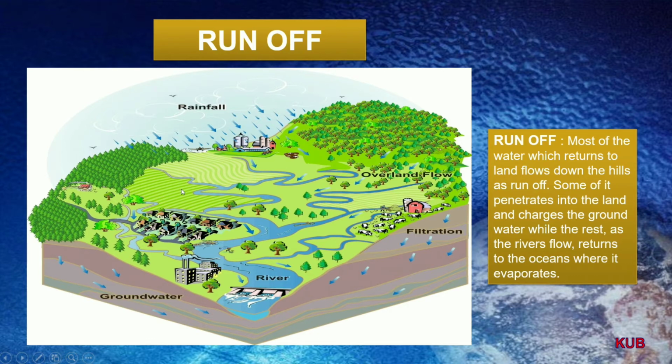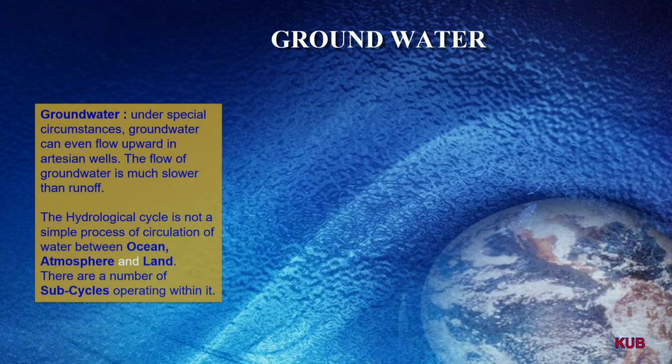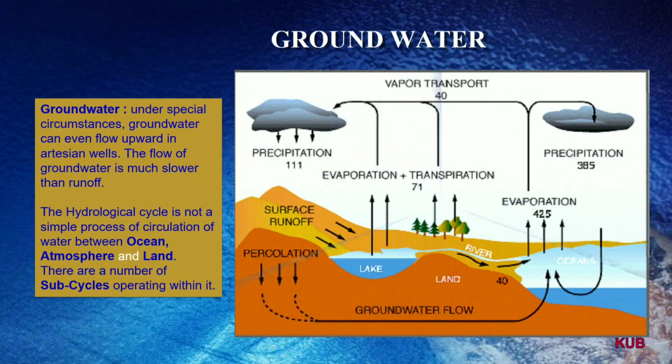Let's discuss groundwater. Under special circumstances, groundwater can even flow upwards through an artesian well. The flow of groundwater is much slower than runoff. The hydrological cycle is not a simple process of circulation of water between ocean, atmosphere, and land. There are a number of subcycles operating within it.